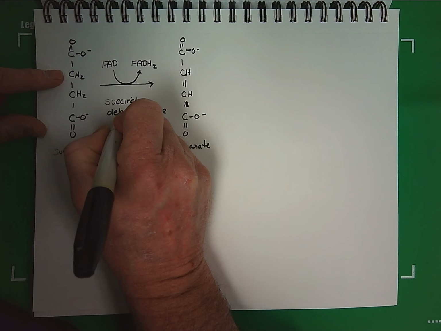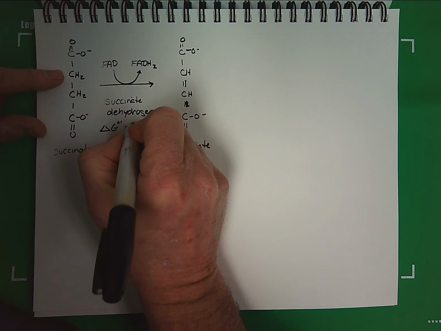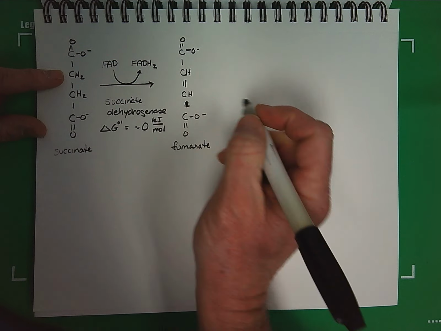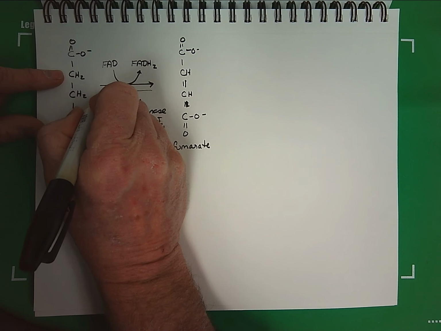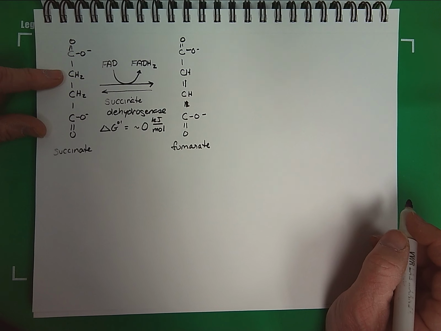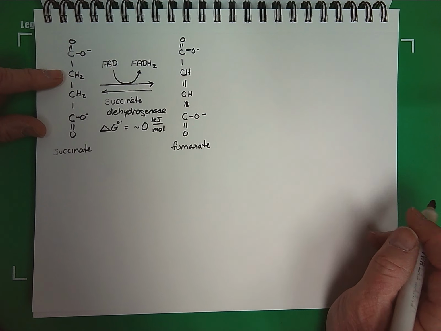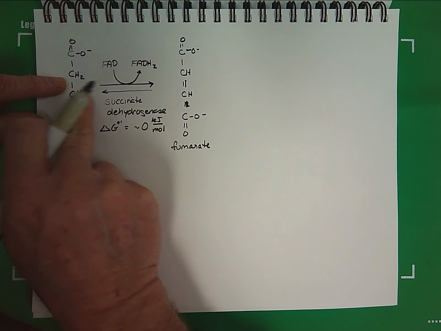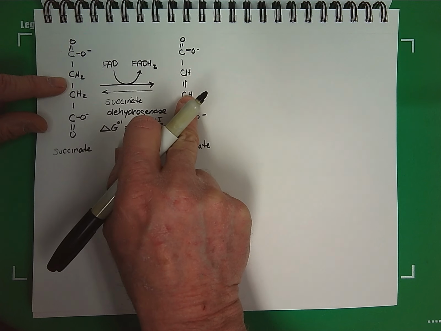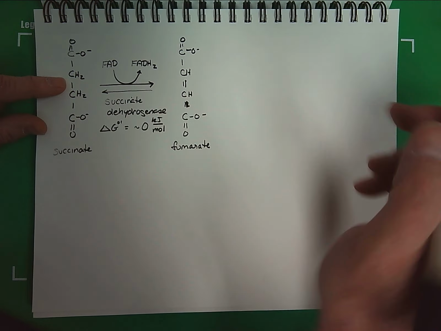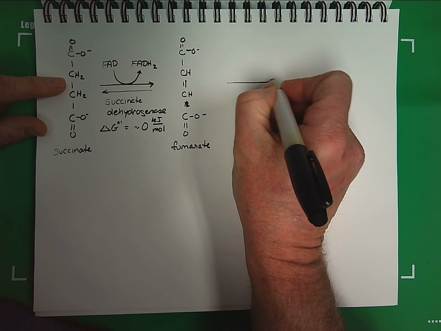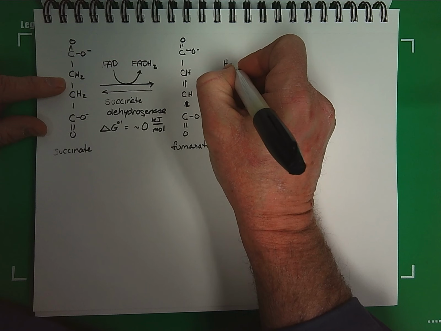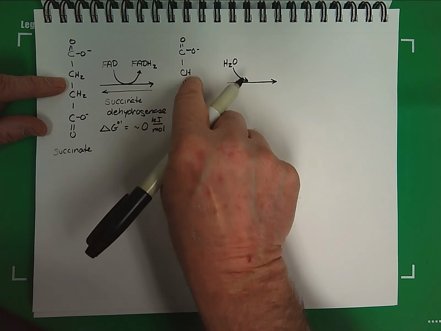The standard free energy of this reaction is approximately 0. So that means this reaction is readily reversible. Now, the sole reason we are preparing this is for the next reaction. We are creating a double bond here in order to prepare it for the next step, which is hydration. So in this next step, we are simply going to be adding water across this double bond.